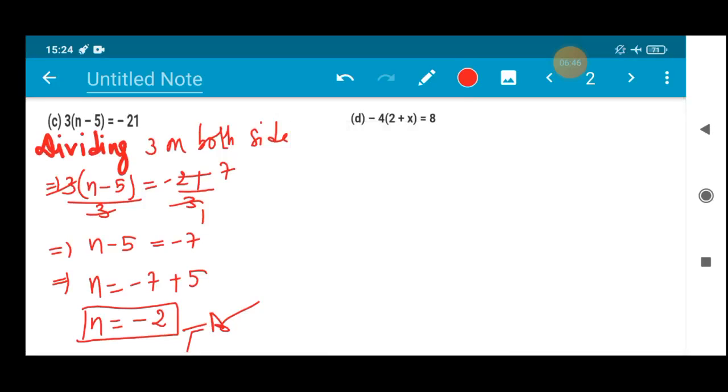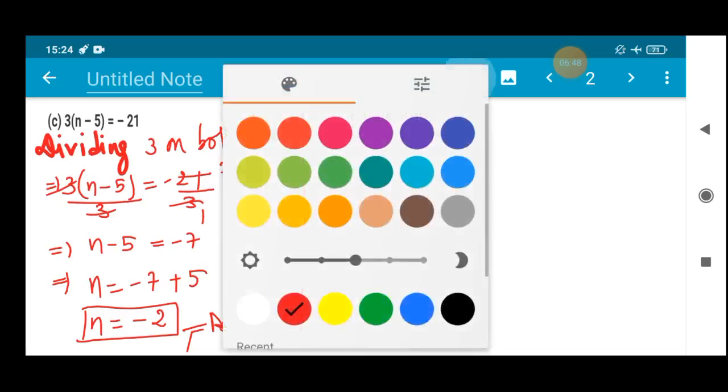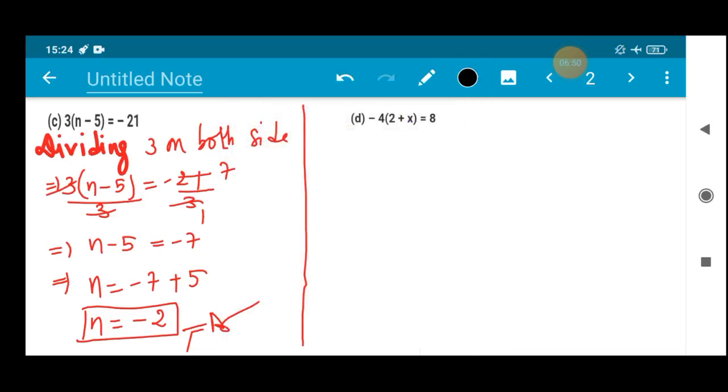Okay, all right. Next, I will be doing the second method over here, which I have told you, that is opening the bracket. When you are opening the bracket, you should multiply each and every number inside and outside the bracket. Okay, so now minus 4 into 2. Yes, minus 4 into 2 is minus 8. Minus 4 into plus x is minus x, because plus and minus is minus, is equal to 8.